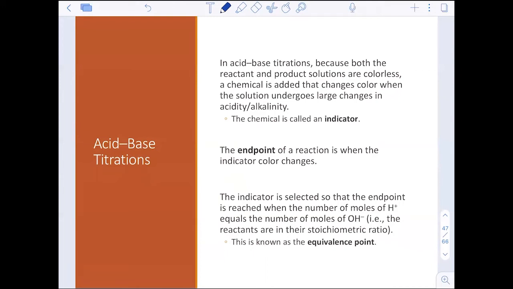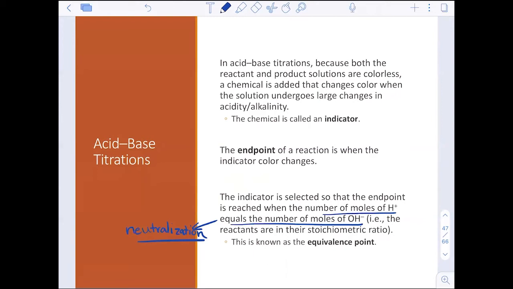This chemical is called an indicator. So usually what we do is we put it in either the acid or the base. We put it in the solution, and it changes color at a specific pH. That pH should be around the equivalence point, which means that the number of moles of H plus is equal to the number of moles of OH minus. This would be what we defined as neutralization. So the color change happens at that stoichiometric endpoint, or what we call the equivalence point.